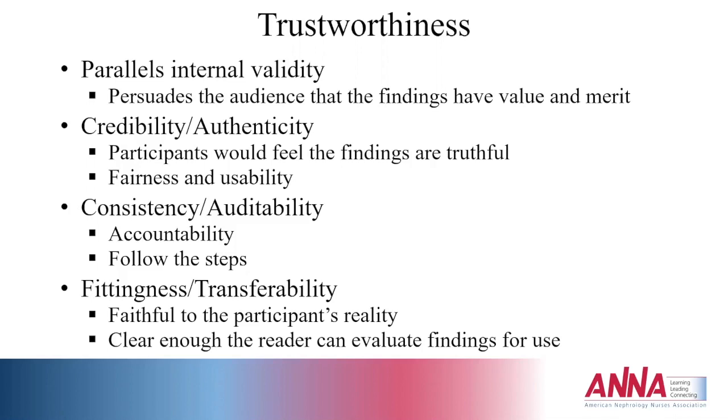This includes authenticity to aid in the fairness and usability of the study. Consistency, also known as auditability, is similar to dependability. And this means that there is accountability present for the researcher so that you can follow the steps of the researcher throughout the entire process. It should be as clear as a recipe that another researcher could replicate. Auditability is present when description of the study offers that recipe so it can be replicated.